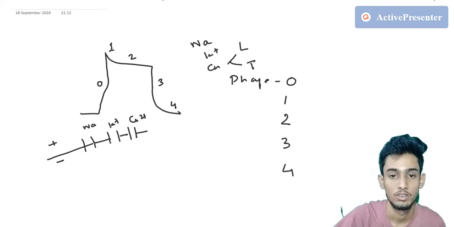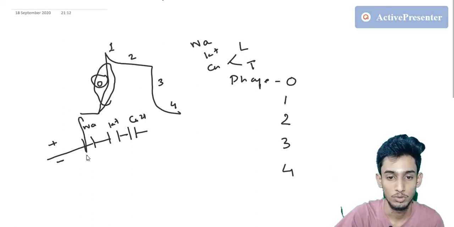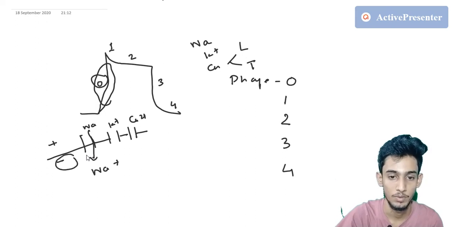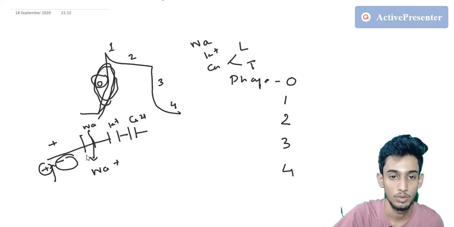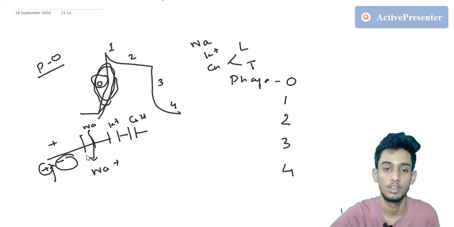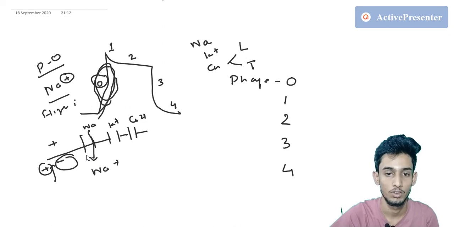Now what happens in phase 0? There is a sudden upstroke of this action potential. So in this phase, lots of sodium ions come inside the cell and this negative gradually becomes positive. So there is an uprising of the curve. This is the main thing we can see in phase 0. So the most responsible ion in this phase is sodium. High inflow of sodium ion.